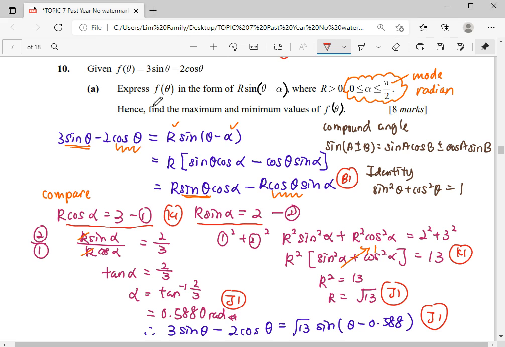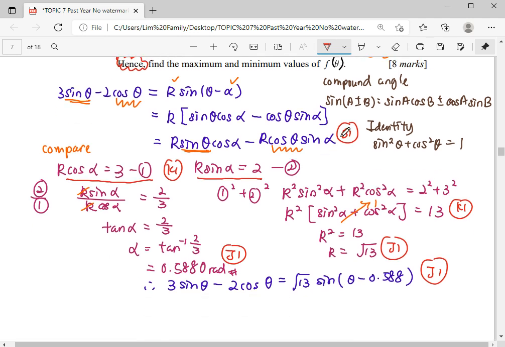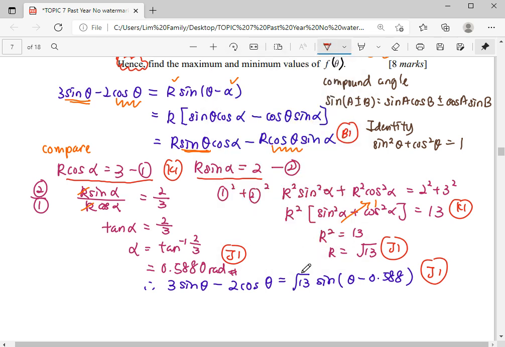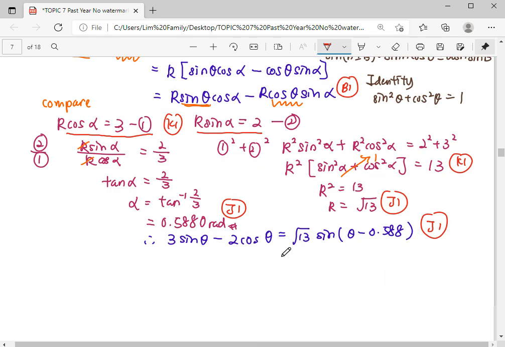Okay, then we proceed to the second part. They say hence. Hence means we must use whatever we have just now, which is this result. Find the maximum value of this. We can get the maximum and minimum value by reading r sine theta minus alpha.